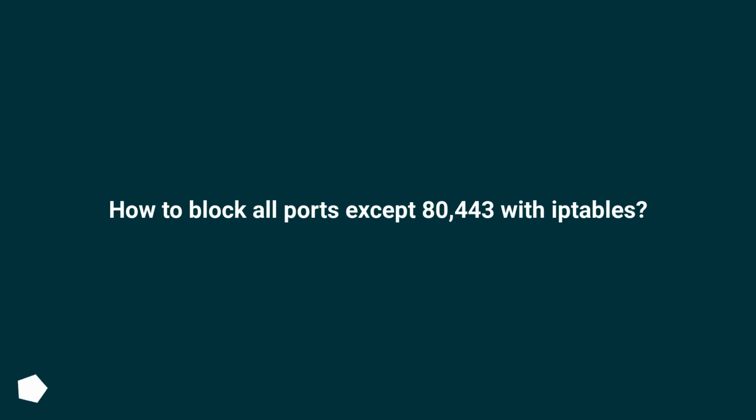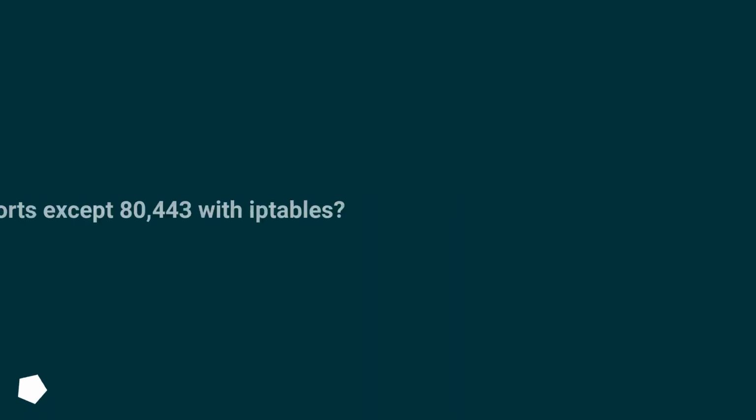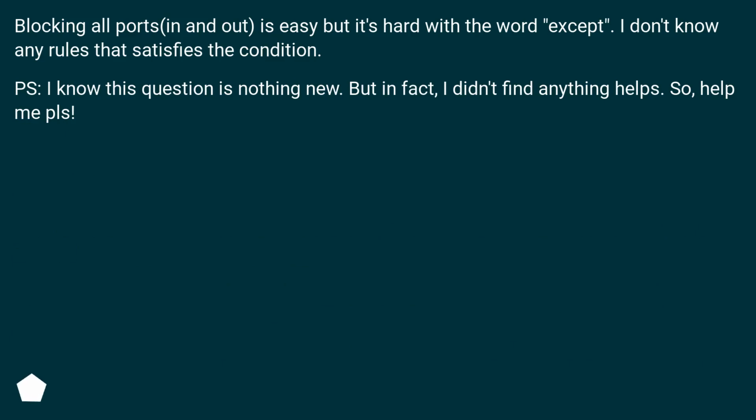How to block all ports except 80, 443 with iptables. Blocking all ports in and out is easy, but it's hard with the word "except." I don't know any rules that satisfy the condition. P.S. I know this question is nothing new, but in fact, I didn't find anything that helps. So, help me, please.